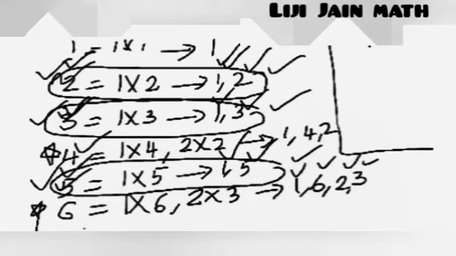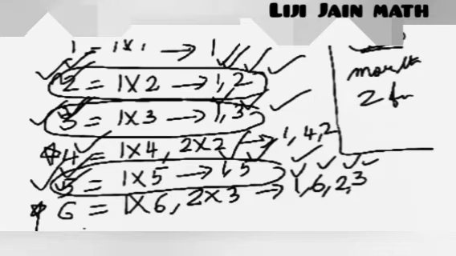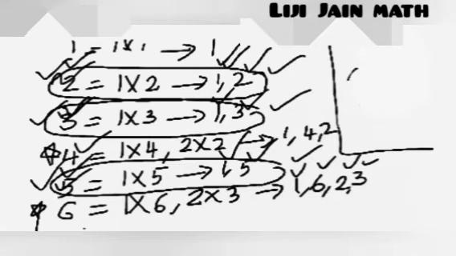6 has 4 factors. That means 6 also has more than 2 factors. So here we have noticed that 4 and 6 have more than 2 factors. Such numbers having more than 2 factors, what is the condition?